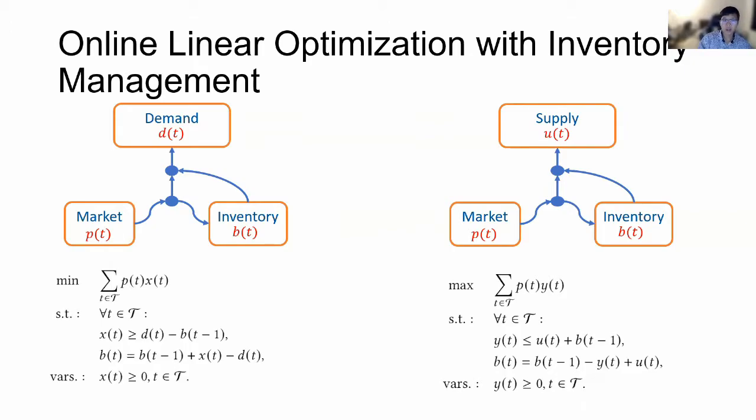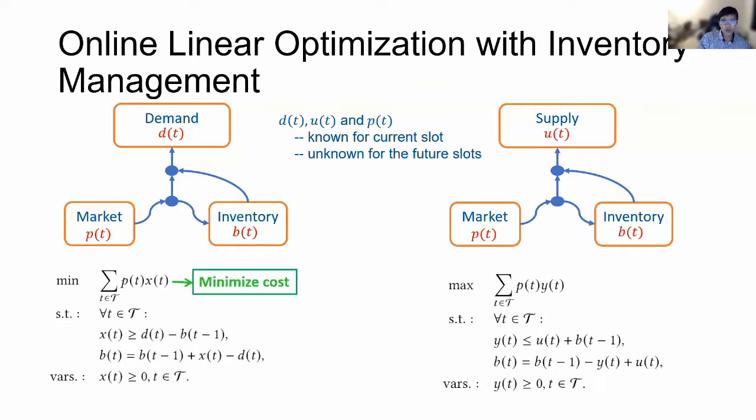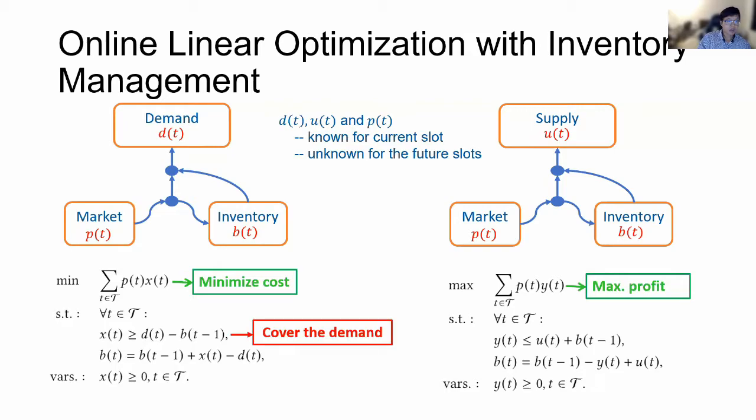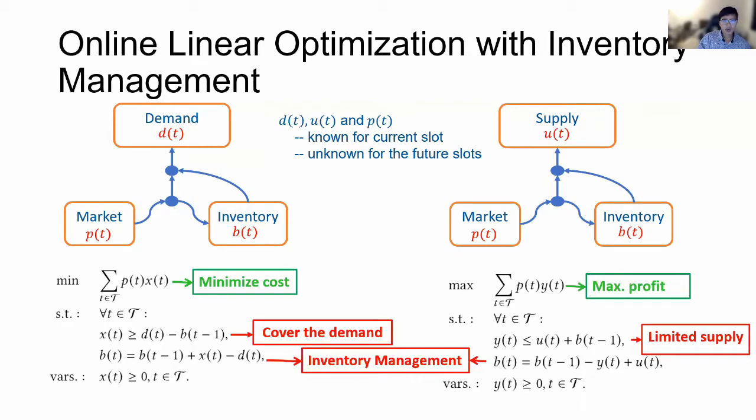In this online problem, the price, demand, and supply are known for the current slot, but they're unknown for future slots. In that case, the goal is to decide how much of the asset to buy, X of t, or how much to sell, Y of t, so that we can minimize cost or maximize profit. These problems are constrained by demand and supply dynamics and the changing inventory levels over time.